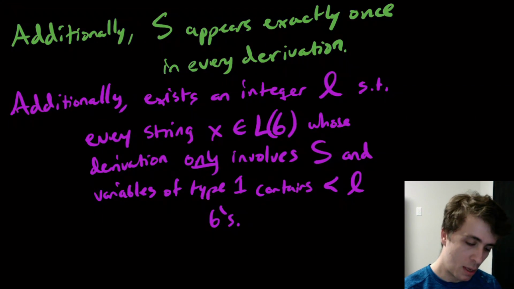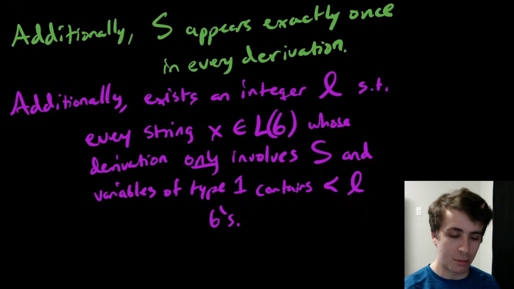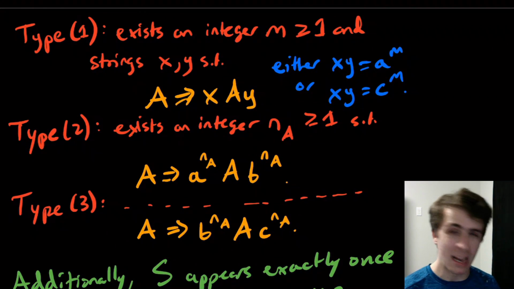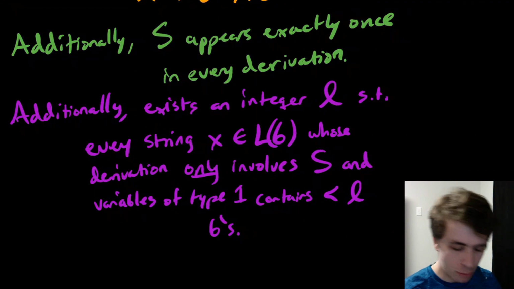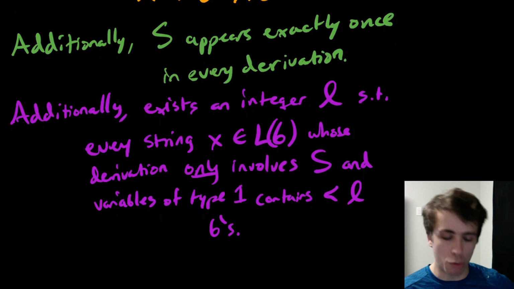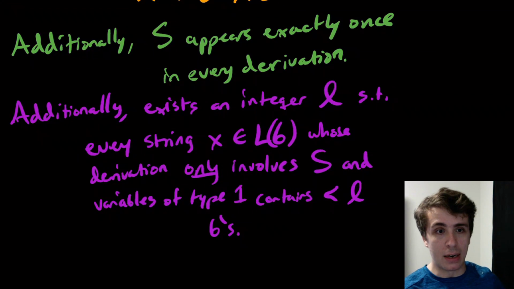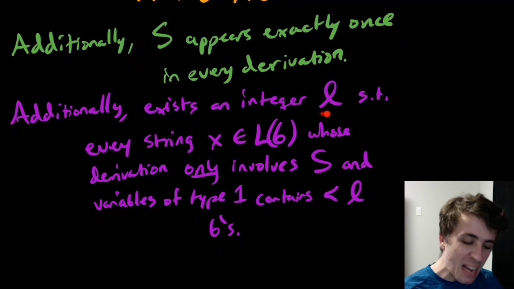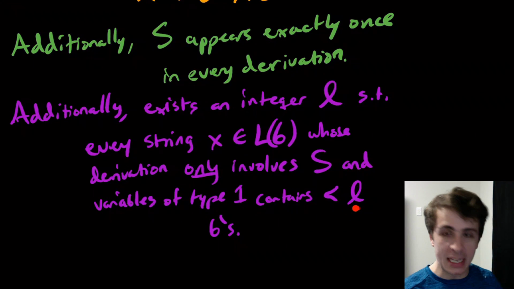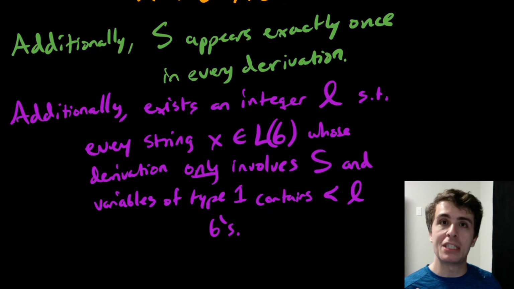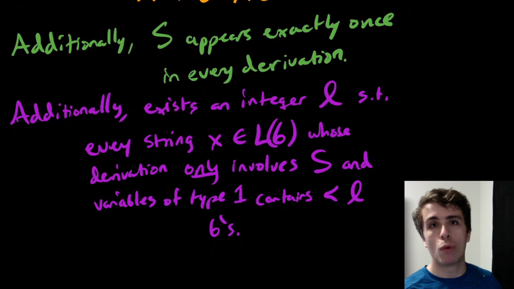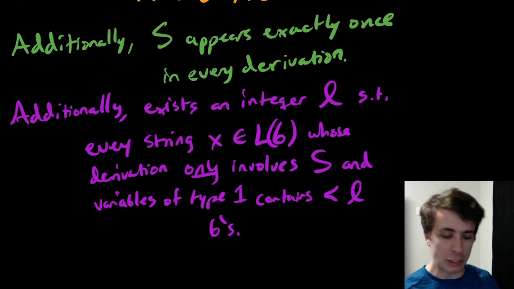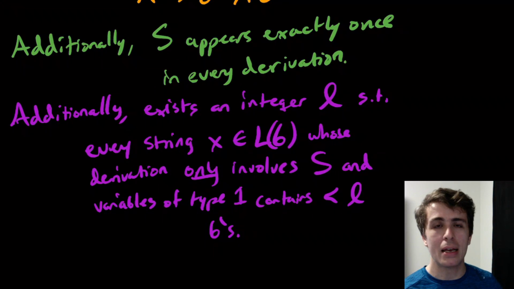Okay, so this one is kind of a mouthful, but let's just assume, because we have three different types of variables right here, and any of the variables could fall into one of those three buckets if it's not the start variable. So if we happen to have a string that involves the start variable as well, and variables of type 1, so no variables of types 2 or 3, then there's a fixed integer such that those strings contain fewer than L b's. So in some sense, we can't get a string with too many b's if it avoids variables of types 2 and 3. Okay, so what we're going to actually do in the next segment is prove this monstrously long lemma statement, but it actually is pretty straightforward in how it's proved.